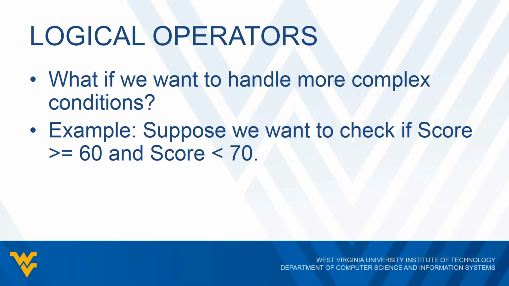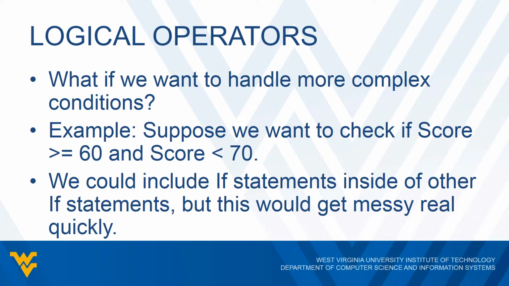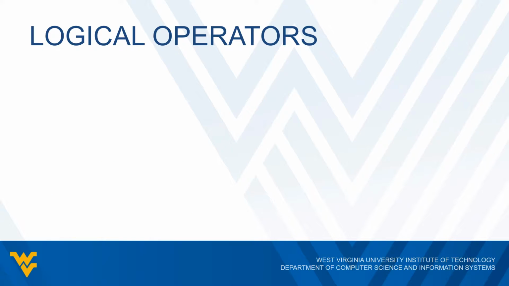Well, one way is we could include if statements inside of the other if-then statements. So I could do something like if score is greater than or equal to 60, and then in the then portion of it, we can say if the score is less than 70. But if we did this all the time, it would get really messy, and we don't like messy code. So we need to find a better way to handle this. The way we handle this is we use what are called logical operators. These allow us to combine conditions into one larger condition.